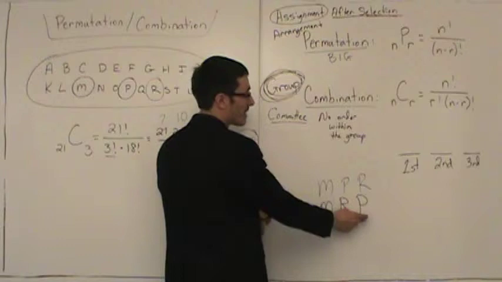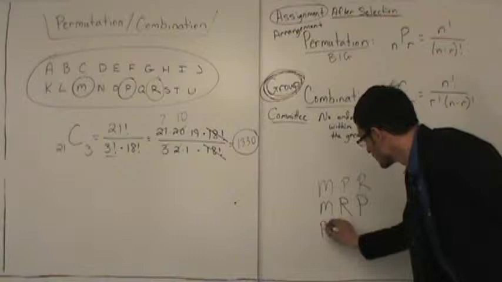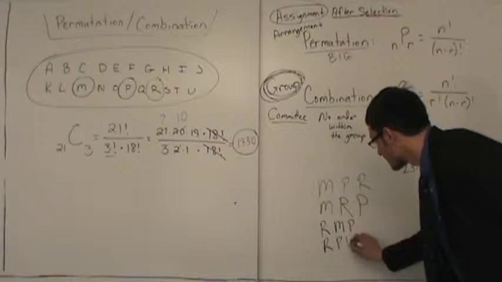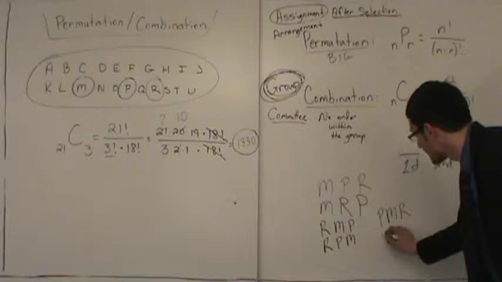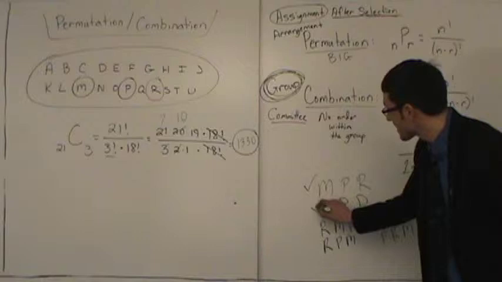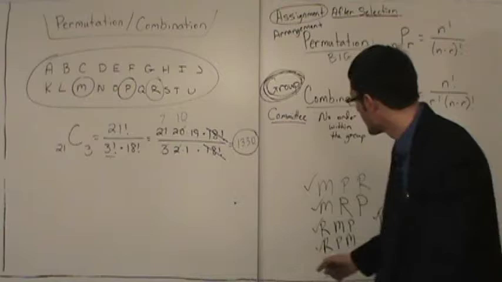What other possibilities do we have? We could have Russell Wilson first, Michael Jordan second, President third. We could have Russell Wilson first, President second, Michael Jordan third. Now Michael Jordan's been first, Russell Wilson's been first. We could have the President first, Michael Jordan second, Russell Wilson third, or the President first, Russell Wilson second, Michael Jordan third. So how many ways can we take that one group of three and arrange it? One, two, three, four, five, six ways.